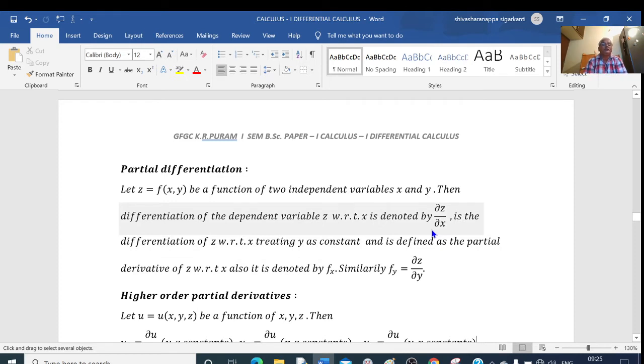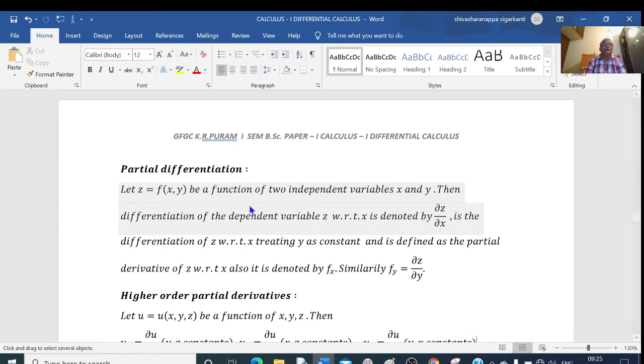In this video, we study partial differentiation. Let z equal to f of x, y be a function of x and y. Here, x and y are independent variables and z is the dependent variable. z is depending on both x and y.